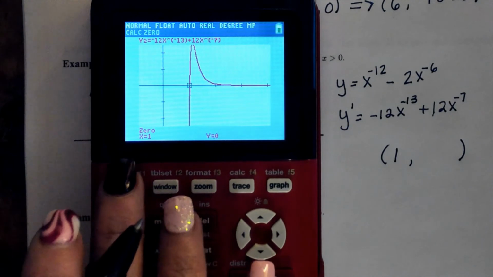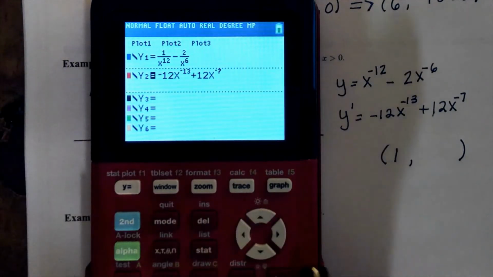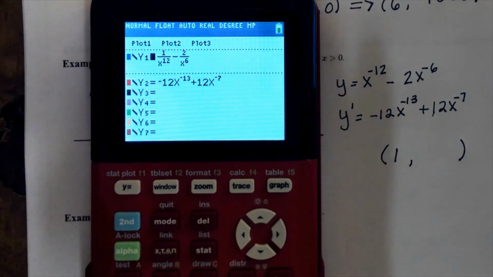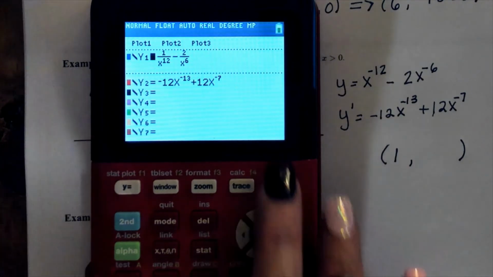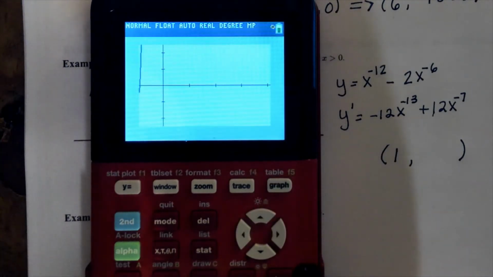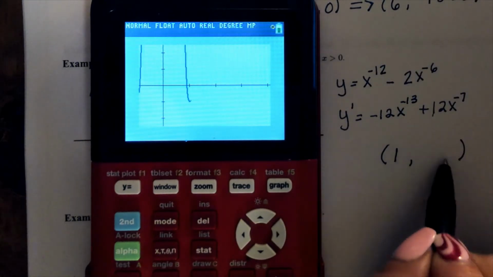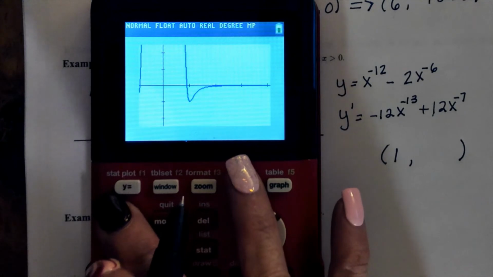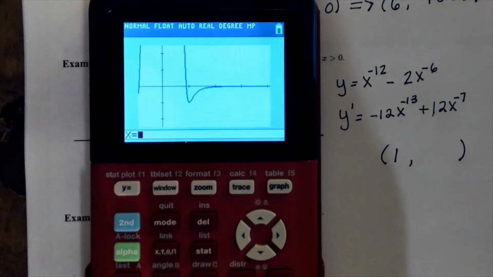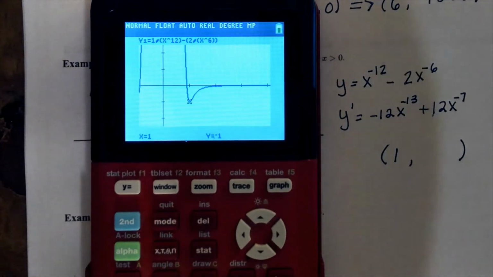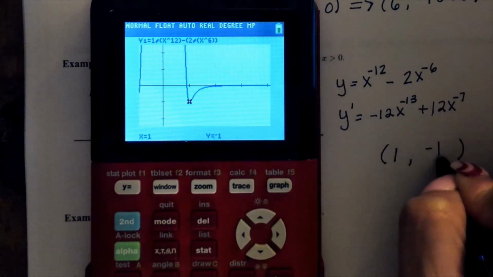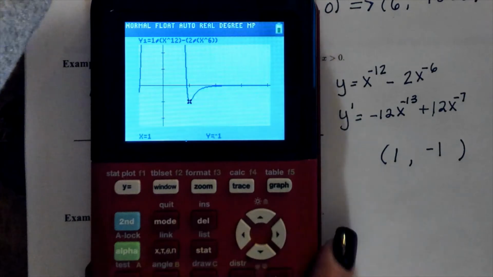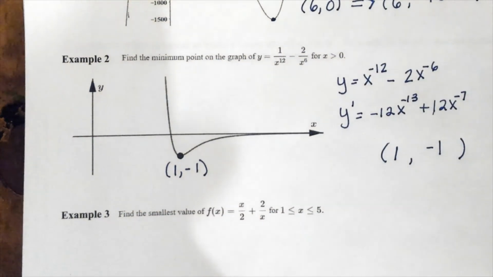So I would go to y equals, I'm going to turn this one off. Now I'm going to hit enter. I'm going to go back up here and turn it on, and I'm going to graph it. And I need to calculate, when x is 1, what is y? So I'm going to do second, calculate, value at x equals 1. 1, negative 1. So that's using the derivative, but on this one, it's pretty easy to just use your algebra skills and find that one.